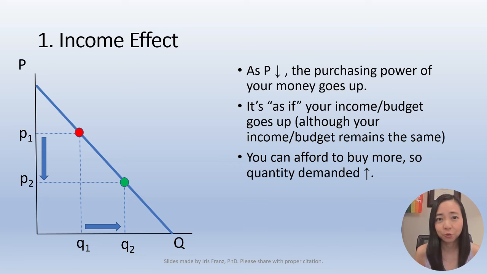When the price of a good drops, the purchasing power of your money rises. It's as if your income or budget has increased, even though the actual amount of money you have remains the same. Since you can afford more at a lower price, your quantity demanded goes up. This is one key reason why the demand curve slopes downward.